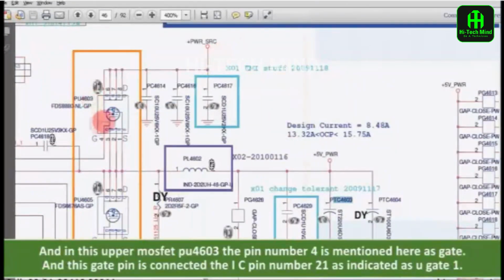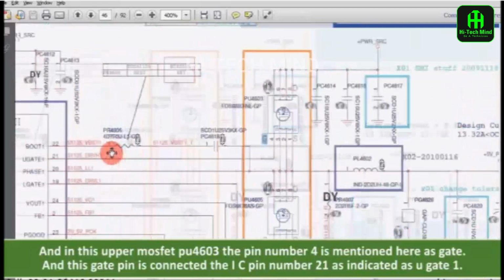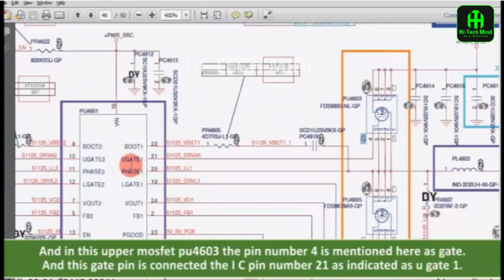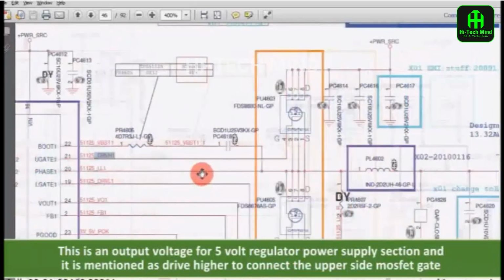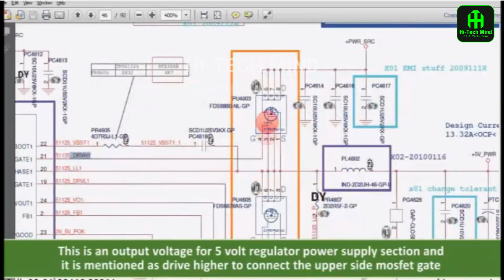And on this upper side PU4603, pin number 4 is the gate, and this gate pin is connected to IC pin number 21, mentioned as U gate 1. This is an output voltage for the 5 volt regulated power supply section, and it is mentioned as driver higher, to connect the upper side MOSFET gate.